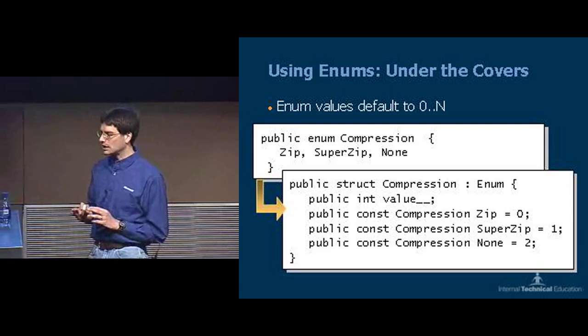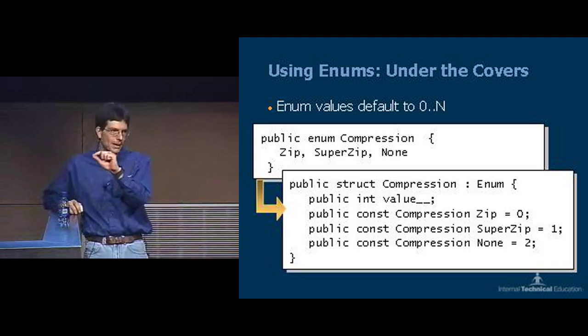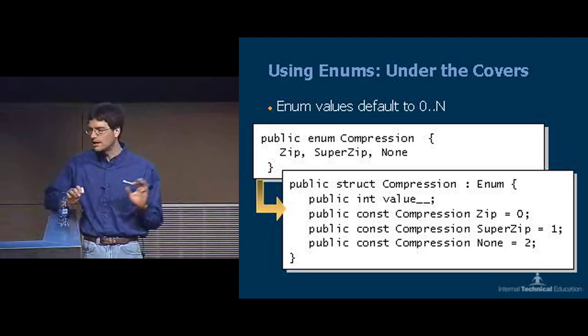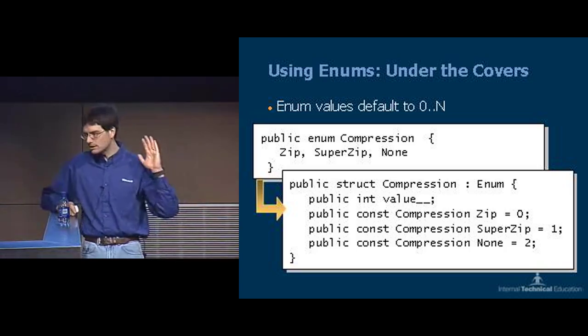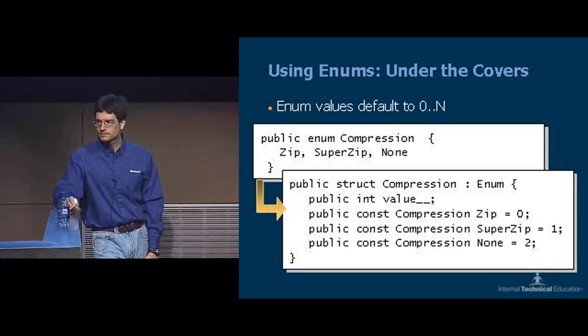So, of course, the easiest way to work around that is that the compiler lets you specify the values. So you can say Zip is 7, SuperZip is 12, and None is 0, and that works just fine.